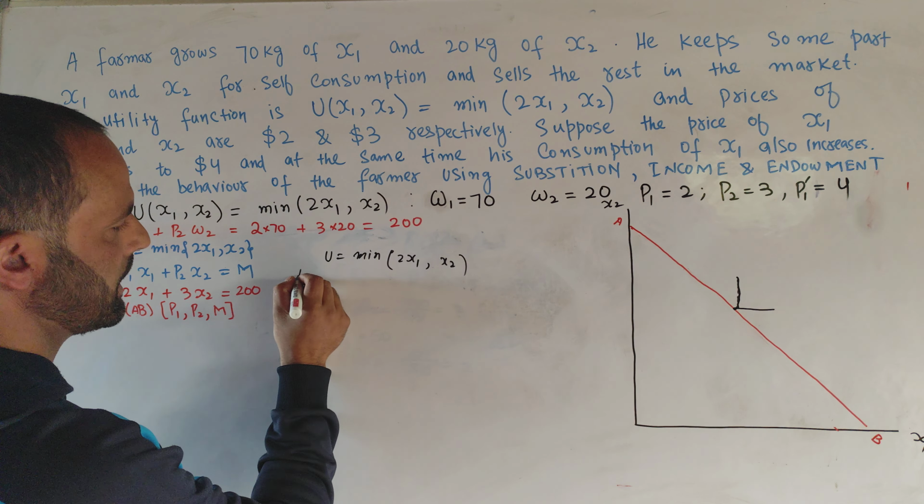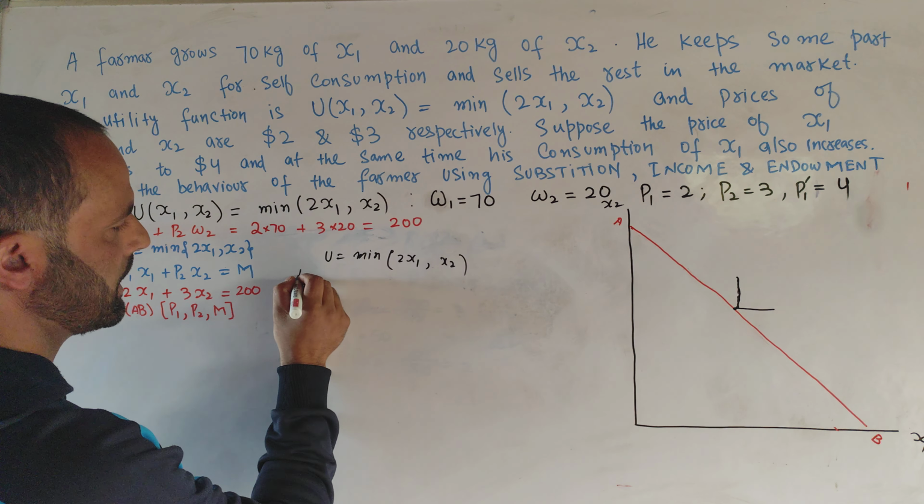Let me write it here. For optimality, we equate whatever is in the parenthesis: x2 is equal to 2x1. Then we plug the value of x2 into the initial budget constraint. We will get 2x1 plus 3 times the value of x2, which is 2x1 again, equal to 200, so we get 2x1 plus 6x1 is equal to 200, that gives us 8x1 is equal to 200.